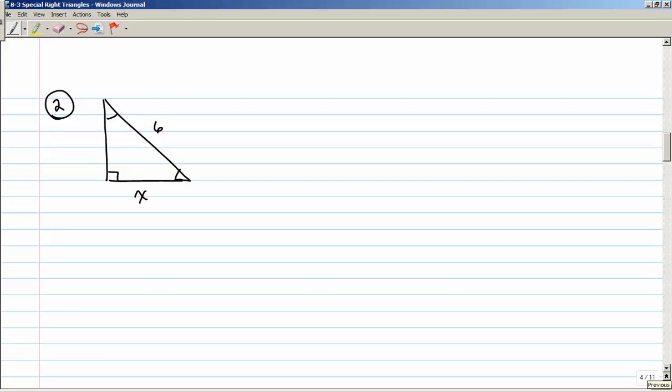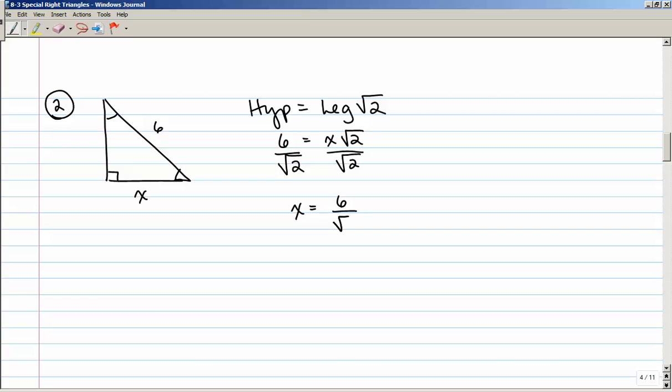Here's another 45-45-90 right triangle, and I know it is one because these little arcs in the corners tell me that these two angles are congruent, and they must be 45 degrees. In this case, we know that the leg is x, and the hypotenuse is 6. So using our formula, hypotenuse equals leg times the square root of 2. The hypotenuse is 6. The leg is x times the square root of 2. Now we need to solve this for x. Let's divide both sides by the square root of 2. So that gives me x equals 6 over the square root of 2.